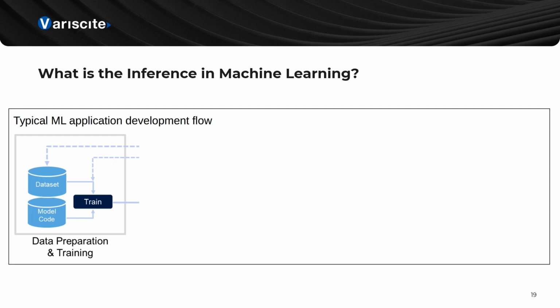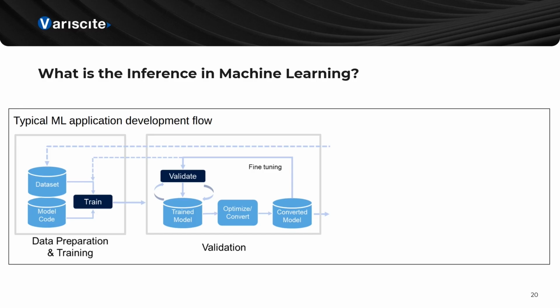Let's take a look at a typical machine learning application development workflow. The first step is to prepare the data and train the model. This involves gathering a large amount of data, labeling it or otherwise preparing it in a way expected by the model, and then feeding it to the model. This is normally done on a very powerful computer or server and does not use the NPU.